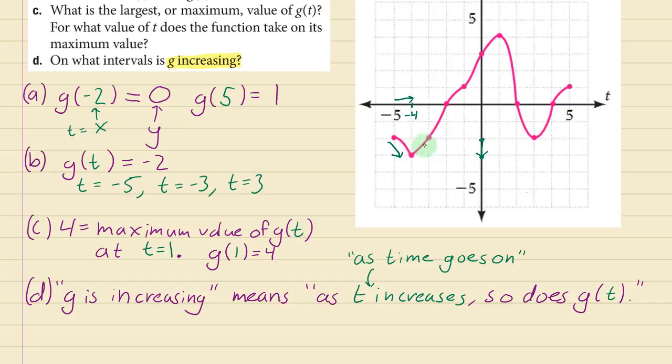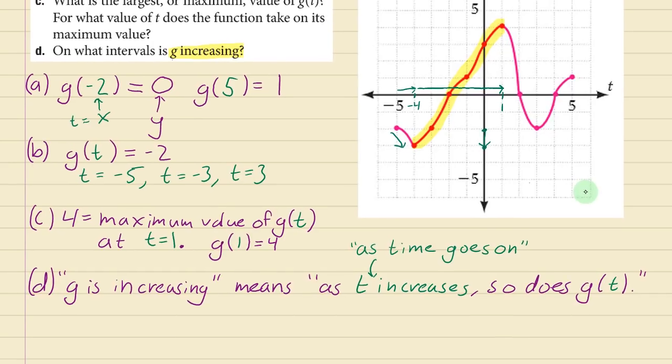But then let's look at what happens here. As you go from -4 up to t equals 1 here, let's look at what is happening. The function values there start increasing again. You go from g of t is -3 up to g of t equals 4, the maximum there. So that is one interval where g is increasing.